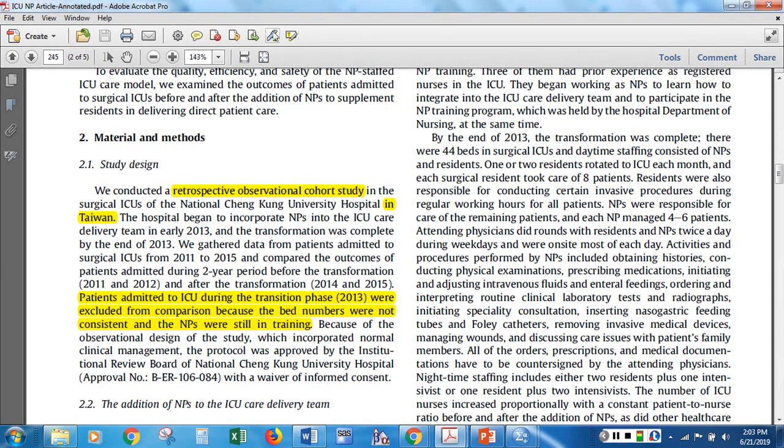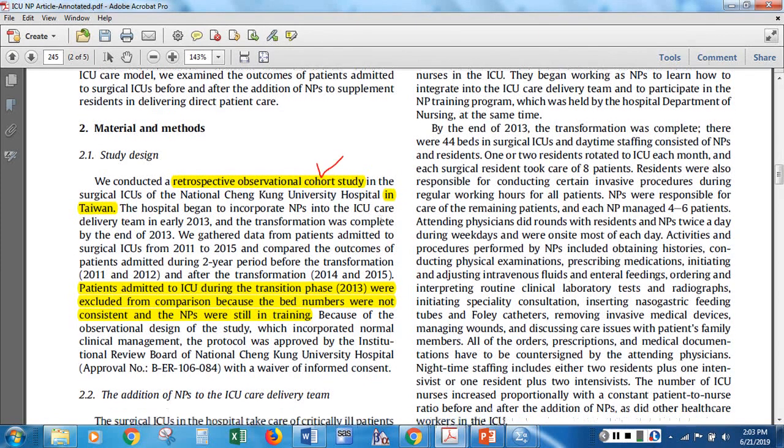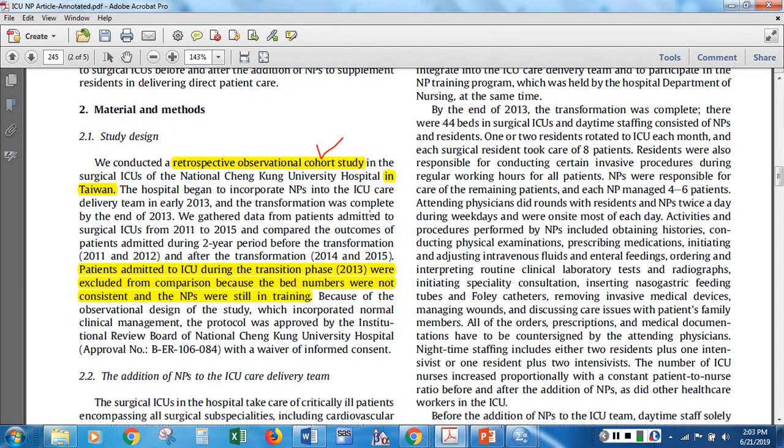The next part that I have underlined, and let me just check this so that we know that we have covered that, I underlined in Taiwan. And in Taiwan is underlined specifically because that affects what? Issues of generalizability of your study. How generalizable is your study to other populations?